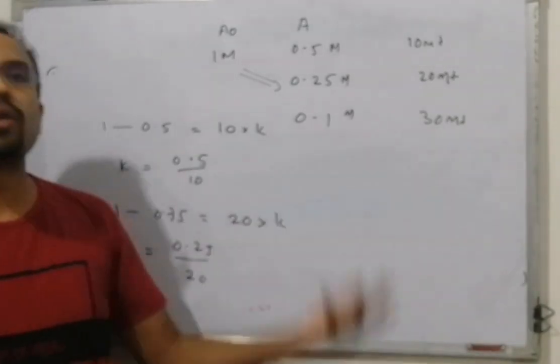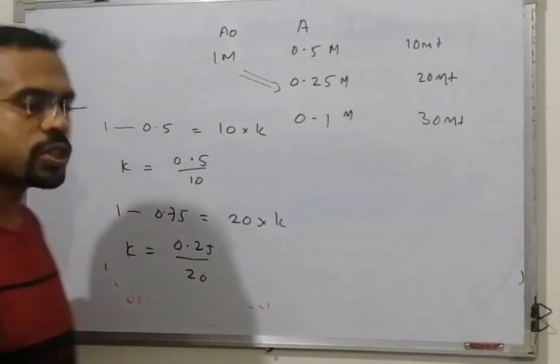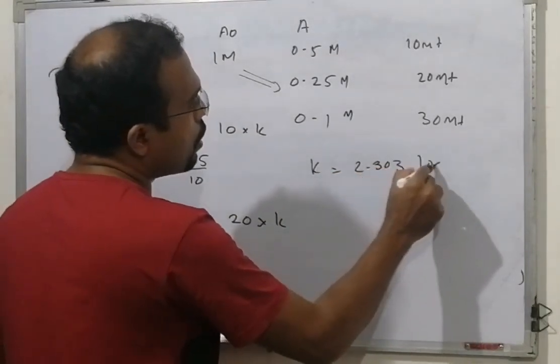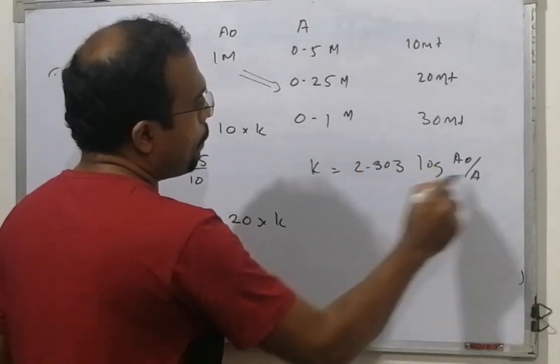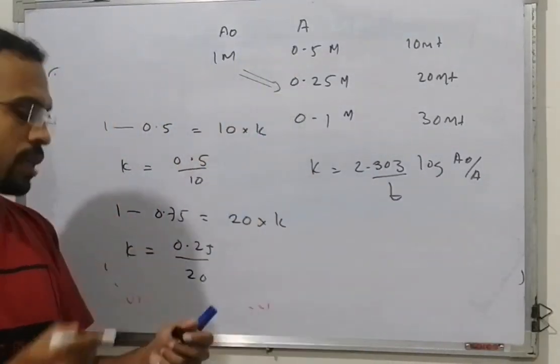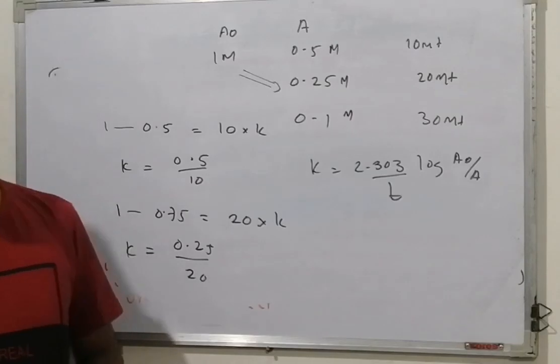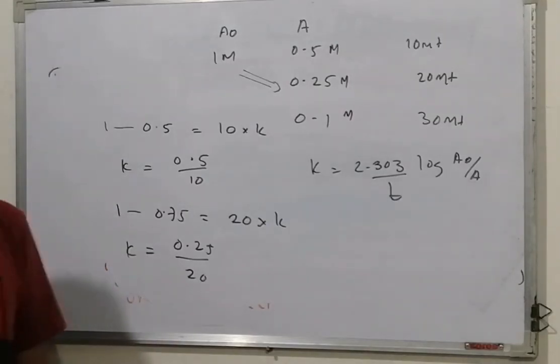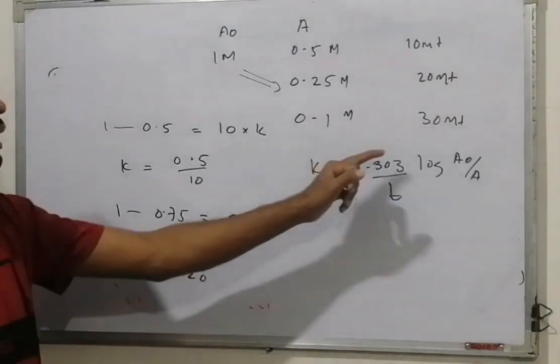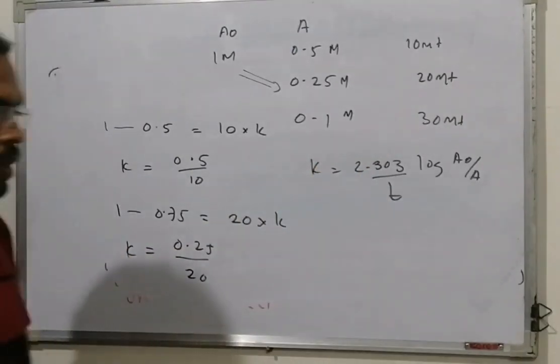Now you go to first order equation. What is the first order equation? K is equal to 2.303 log A0 by A, divided by t. And calculate K for different values. If it is constant, that will be a first order. This is an analytical method using integrated rate expression.